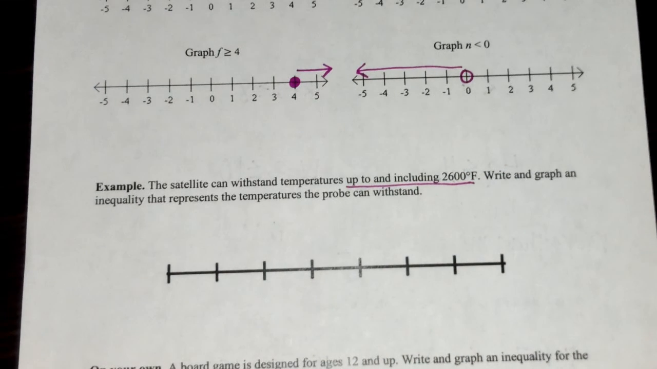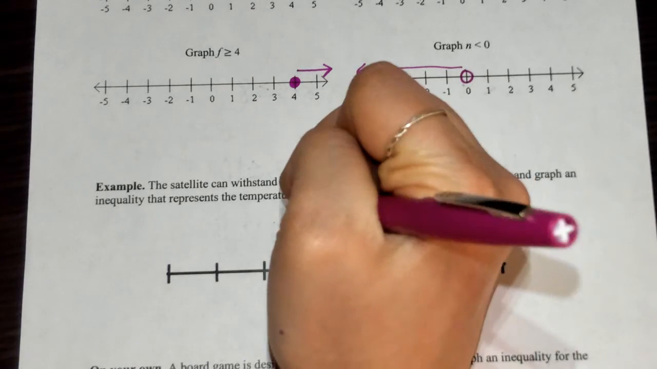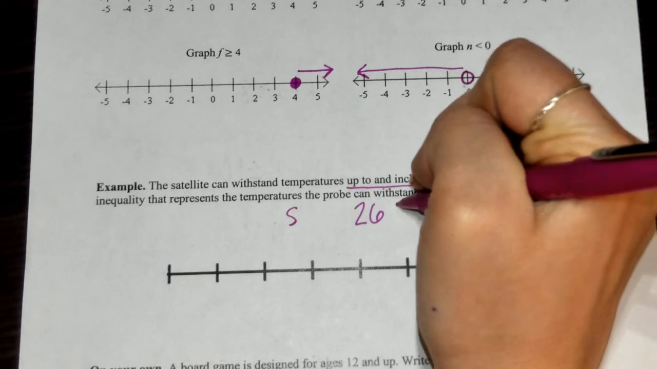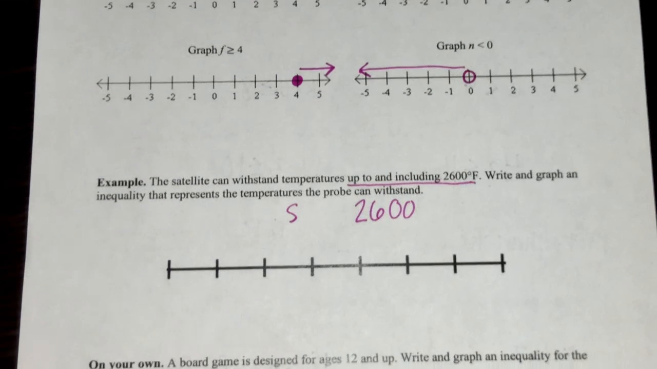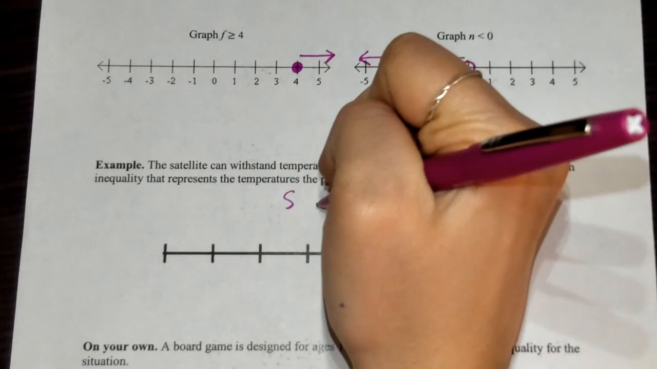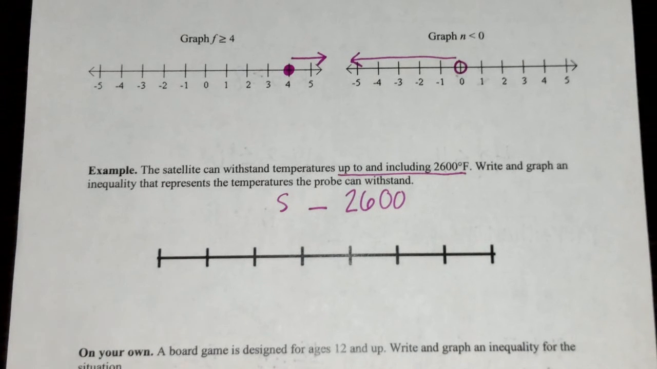The first thing, we have our satellite, so I'm going to use the variable s, and we have 2,600. Does anyone have any idea what symbol we're going to use for that? Jersey, what do you think? Okay, so why do you think it's going to have the line underneath? Okay, so it's saying it includes 2600, so it has to have the equals, the line underneath.